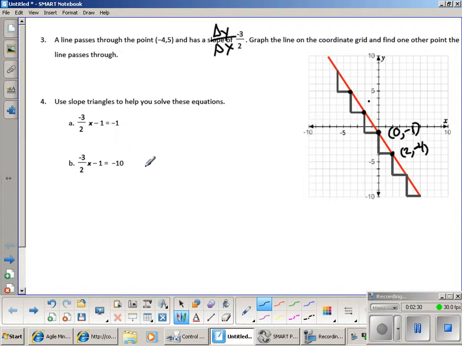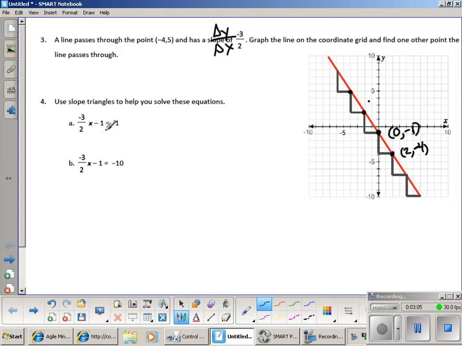Number 4, well, it doesn't say it explicitly. I think they wanted you to understand that this equation, in A, y = -3/2x - 1, is the equation of this red line here. You might notice that the slope is -3/2, which is what we talked about being the slope of this line. So what does it mean? -3/2x - 1 = -1. And they want me to use the slope triangles to solve the equation. Again, a little strange wording, perhaps, but really, what is it really saying?